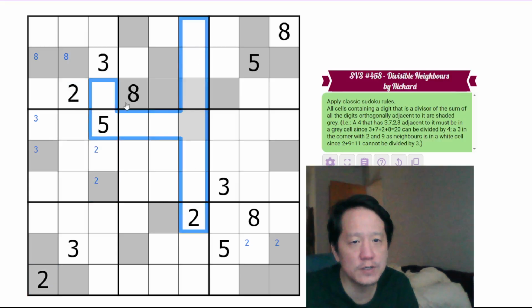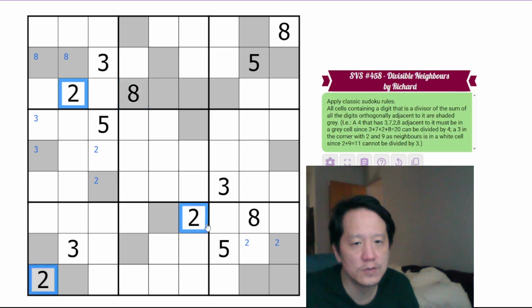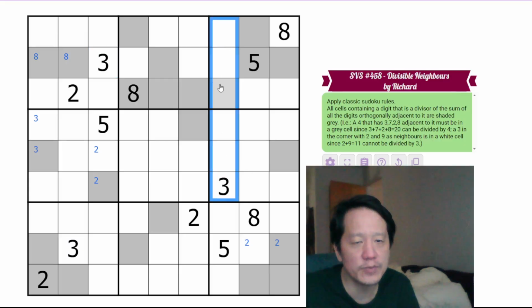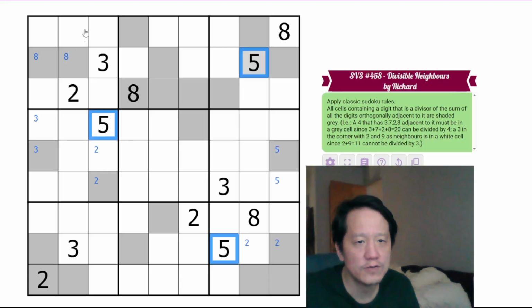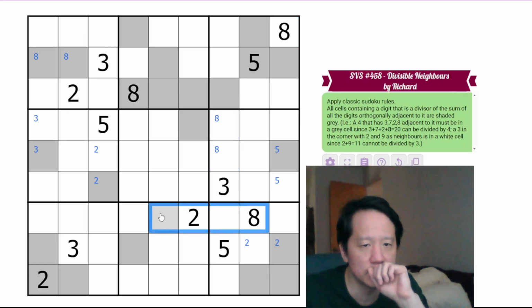2 can't be here or here. So those are all the 2s. 3 cannot be here or here, but it's one of those 3. That's a lot. 5 has to be one of those 2. 5 cannot be here or here, so 5 has to be one of these 3. And then we have 8s. 8 cannot be here or here, so 8 has to be one of those 2.